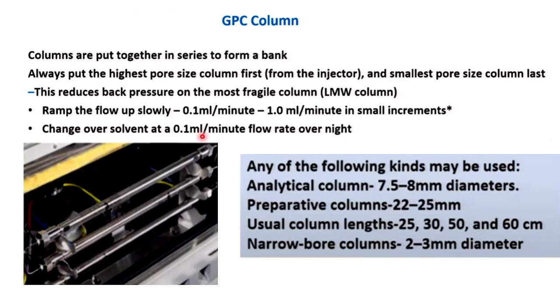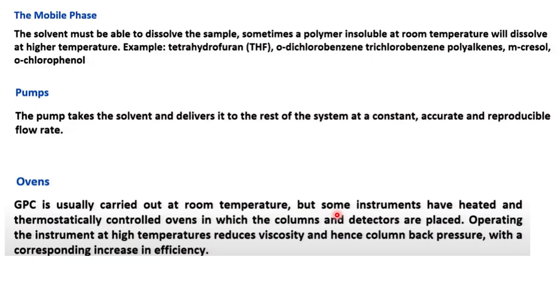Change over solvent at a 0.1 ml per minute flow rate overnight. Any of the following kinds of columns may be used. The analytical column diameter is 7.5 to 8 millimeter, the preparative column is 22 to 35 millimeter, the usual column length is 25, 30, 50 or 60 centimeter, and the narrow bore column has a 2 to 3 millimeter diameter. So these are the different dimensions of columns used in GPC.